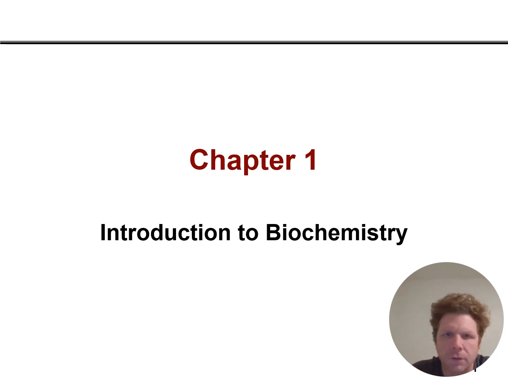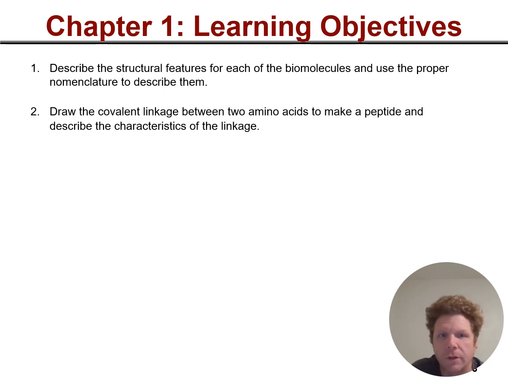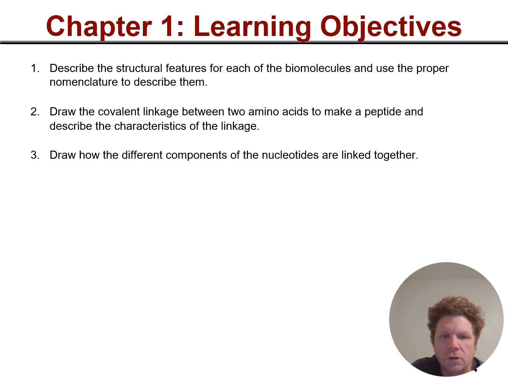All right, so introduction to biochemistry. Learning objectives: I want you to be able to describe the structural features for each of the biomolecules and use the proper nomenclature to describe them. Draw a covalent linkage between two amino acids to make a peptide and describe the characteristics of this linkage.